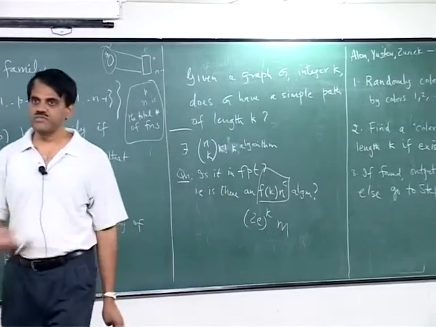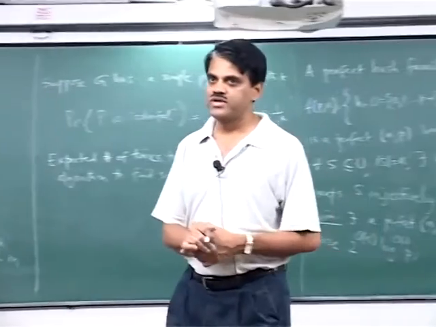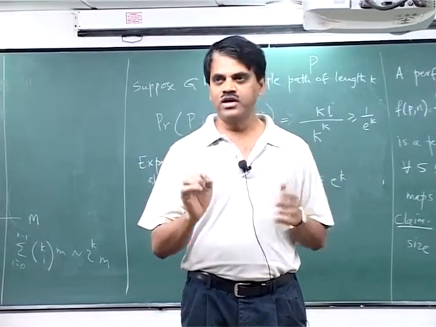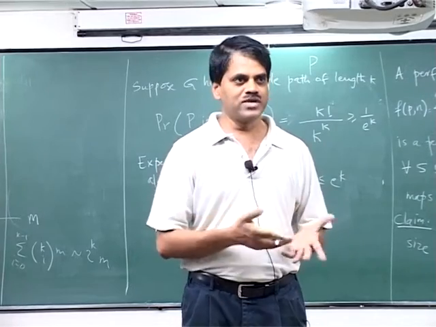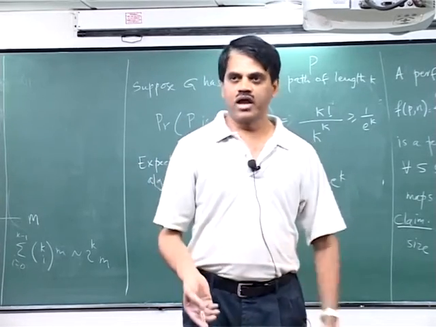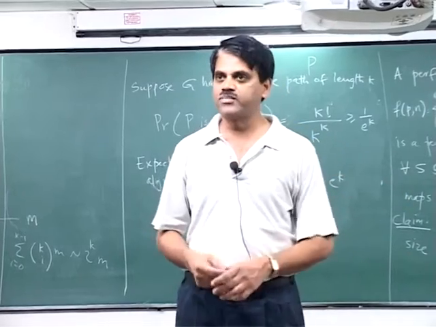It's a randomized algorithm, a randomized FPT algorithm, right? I mean, it's a very powerful, cute idea, but the algorithm as such is very simple. Randomly color it, find a colorful path, repeat, and you have a good probability of finding a colorful path if there is a simple path.